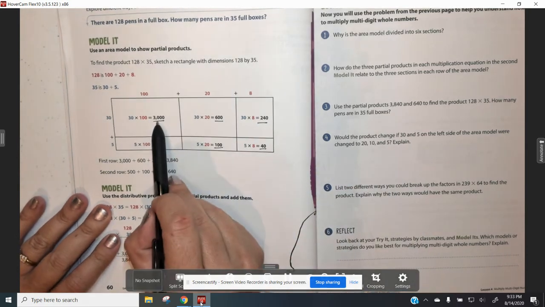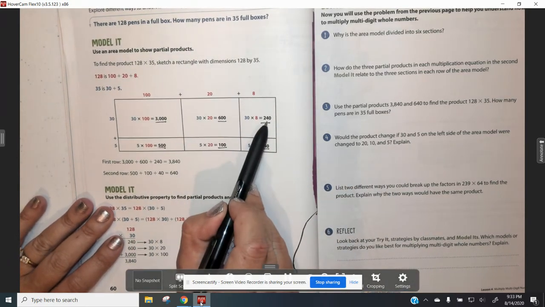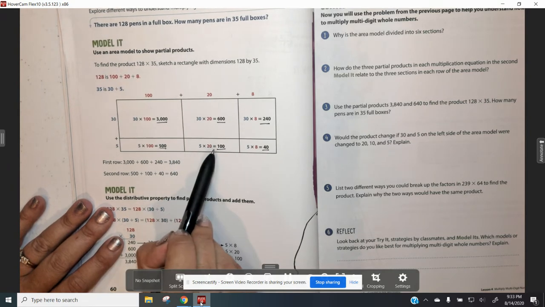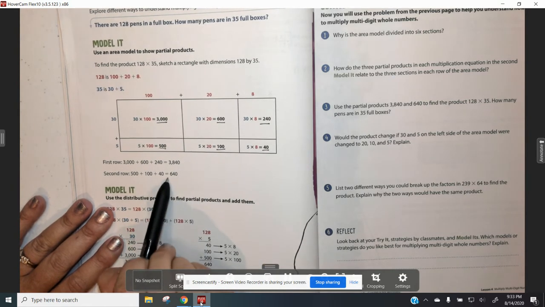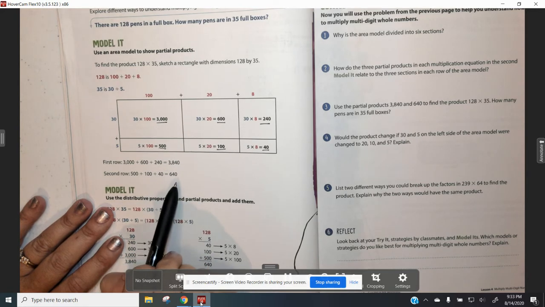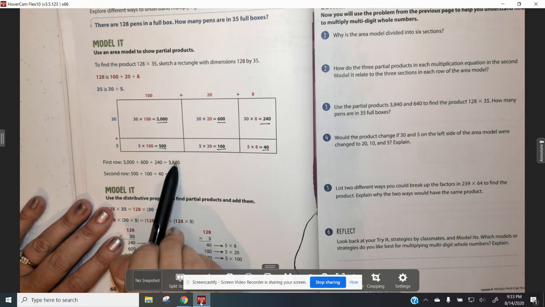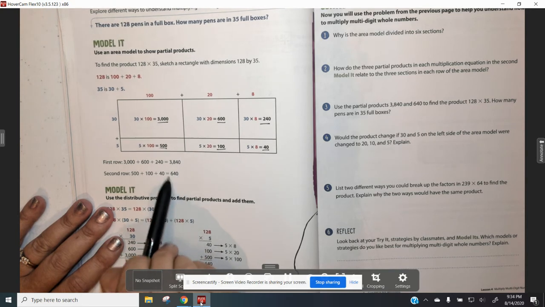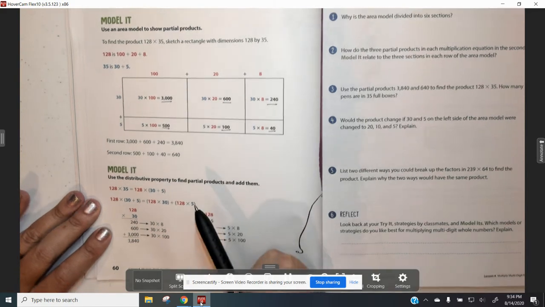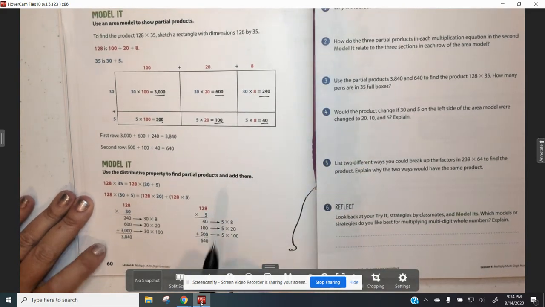So what they did here is they said 3,000 plus 600 plus 240 is 3,840. 500 plus 100 plus 40 is 640. And then to get the total answer, you would add 3,840 plus 640. All right. Then, I think we're going to do that over there.